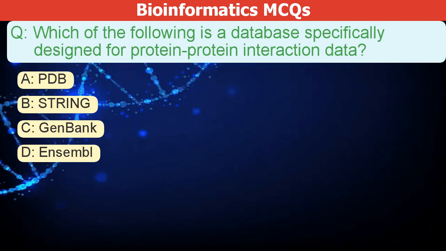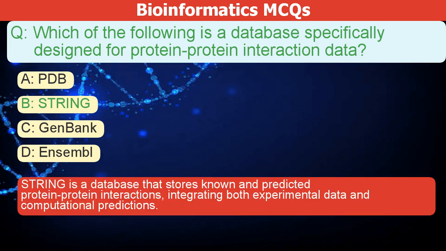Which of the following is a database specifically designed for protein-protein interaction data? A. PDB. B. STRING. C. GenBank. D. Ensembl. The correct answer is B. STRING is a database that stores known and predicted protein-protein interactions, integrating both experimental data and computational predictions.